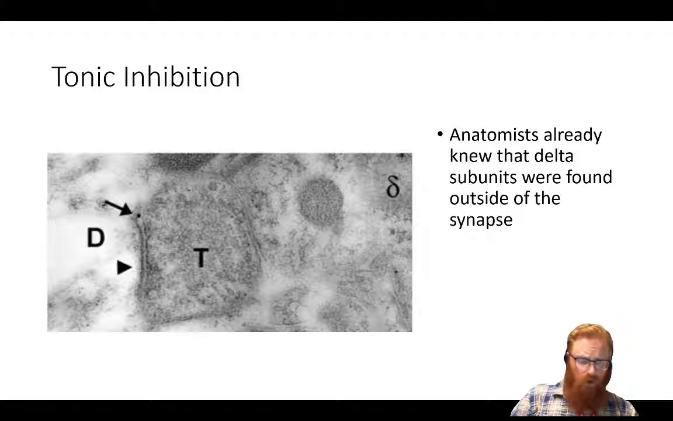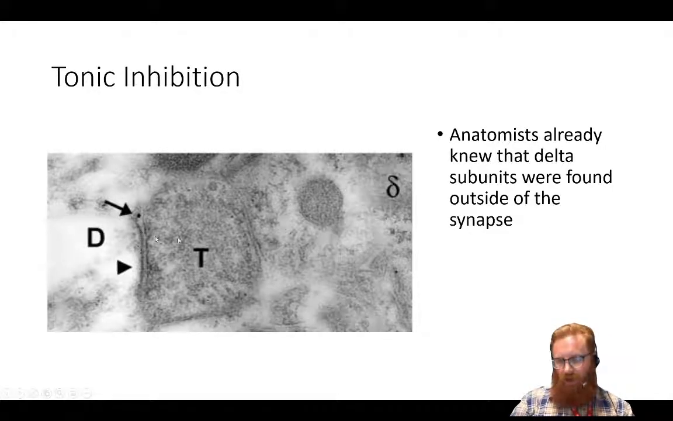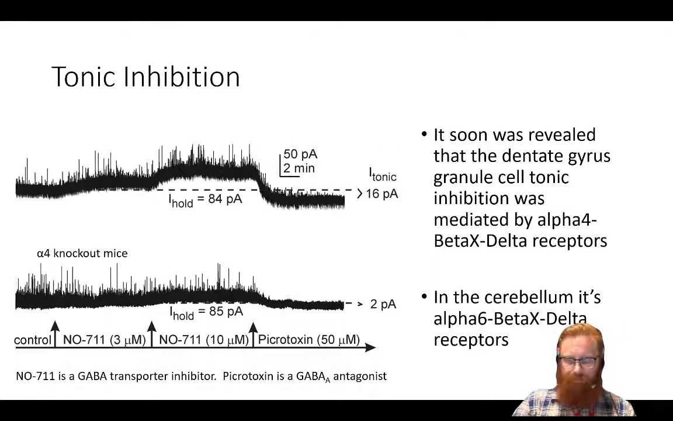So anatomists already knew actually that the delta subunit was found outside the synapse. They just hadn't quite put two and two together. So here we see an electron micrograph. Here's the presynaptic terminal. You can sort of make out the vesicles that are in it. Here's the postsynaptic density, sorry. And here you see an electron dense gold dot caused by a delta receptor, and you can see it's right at the edge, not massively outside the synapse, it's worth pointing out, right, but at the edge of the synapse. So here we see the tonic current going in the other direction, and so we already knew it was mediated by delta containing GABAA receptors.